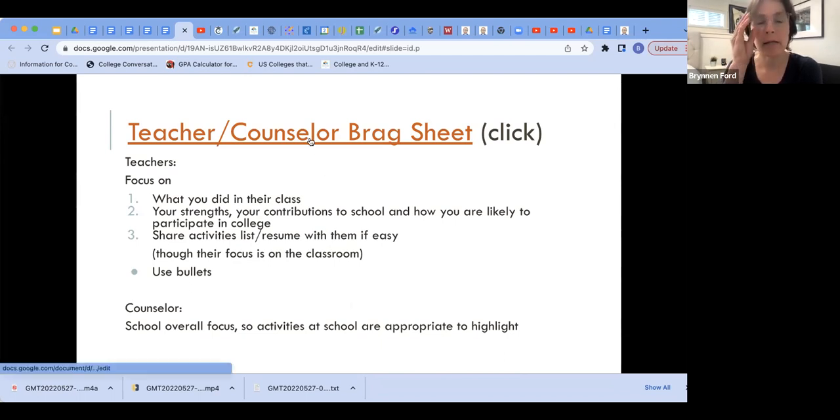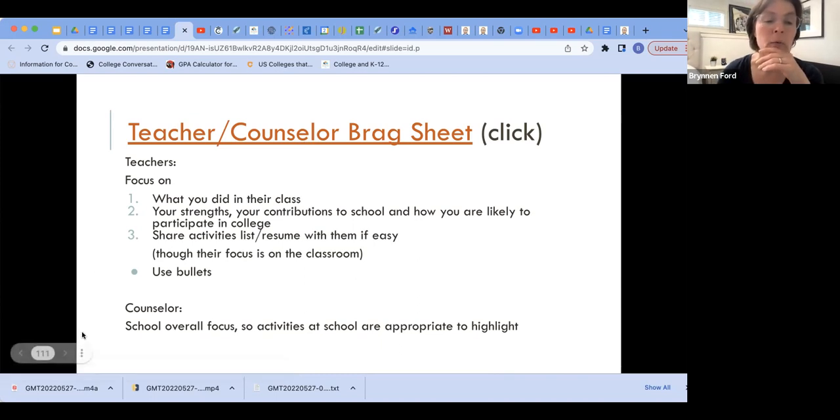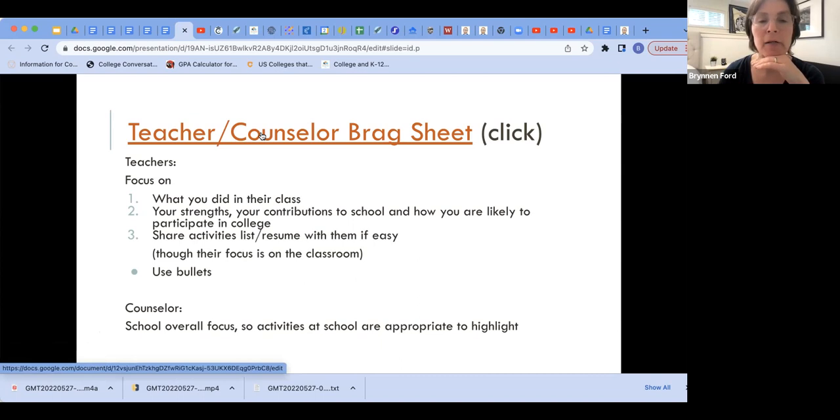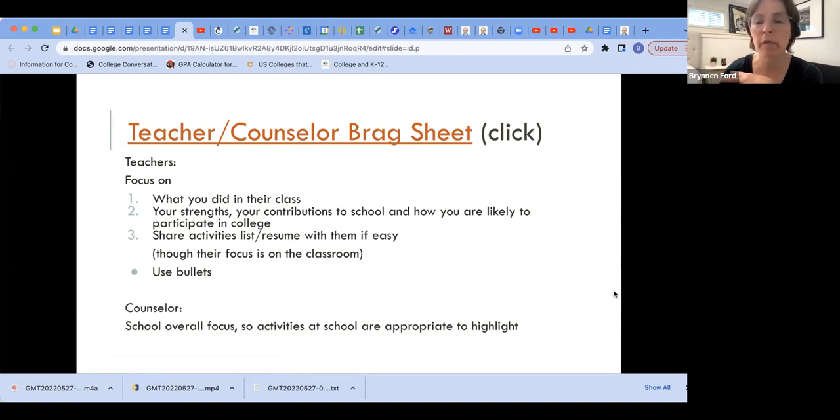In this slide set, which for those of you who are just joining us is the same as it was yesterday, I'm going to try to keep the slides all the same for the week. And so this is on slide 111, the teacher counselor brag sheet. And this title is actually a hyperlink. So if you want to click there, you can go to a document that's a resource about creating a teacher or counselor brag sheet. And then the difference between them. So Thomas, do you have it? Whenever you have it, feel free to interrupt me, okay?